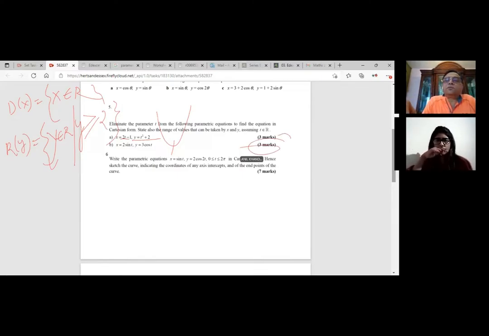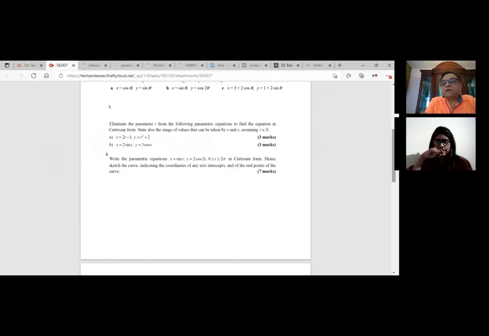Now let's look into part A, which is deriving the Cartesian equation. Since you are given x equals 2t minus 1, isolate t. So we get x plus 1 equals 2t, and (x plus 1) by 2 is t.